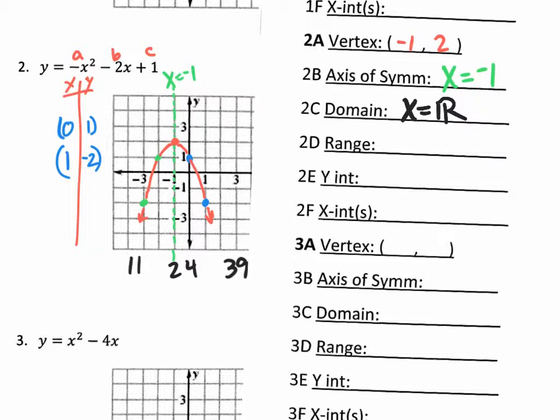Now the range value is y, and it's either going to be greater than or equal to, or less than or equal to, the y value of your vertex. So what do you think? Does this parabola open up or does it open down? Down. It opens down, right? Like you're here at this level and then it goes down. So your y values have to be less than or equal to the y value of your vertex. What's the y value of your vertex? It's 2. So there's your range. Y is less than or equal to 2.